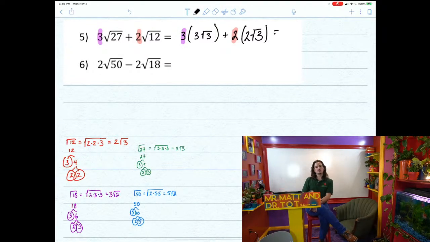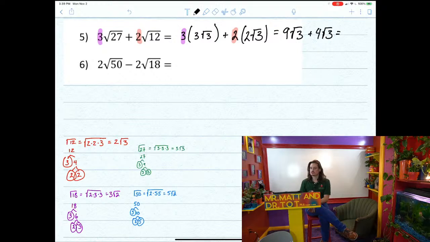So if we distribute those coefficients, now we're going to have 9 root 3 plus 4 root 3. We have common radicands, so we keep the radicand and add the coefficients. 9 plus 4 is 13. So this final answer is going to be 13 root 3.